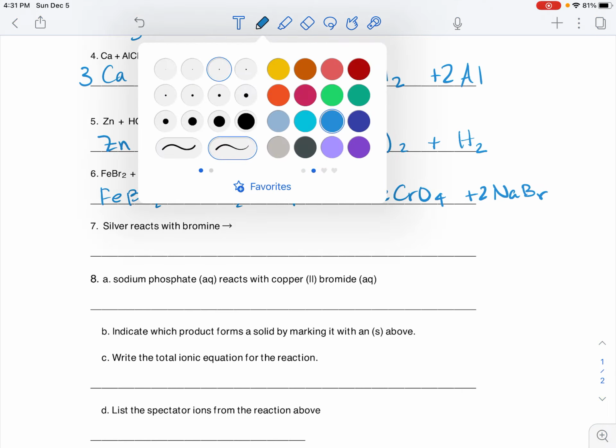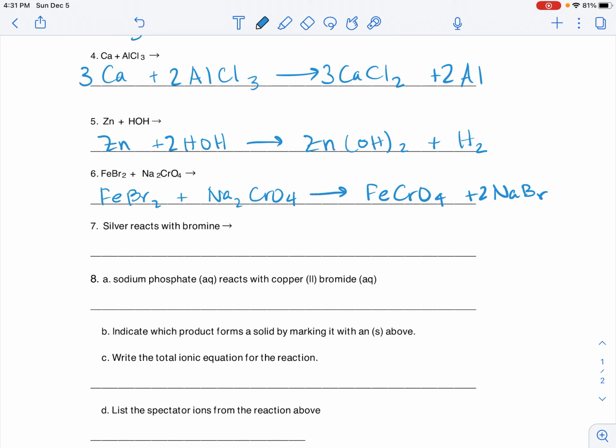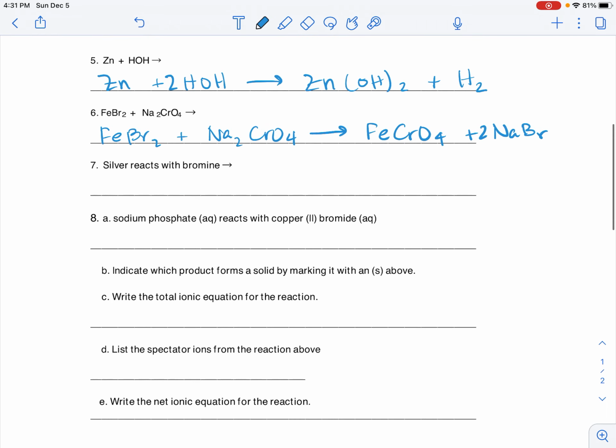This is a synthesis reaction in number 7. Silver is going to react with bromine. So we got Ag for silver, bromine, plenty of sneaky 7s on this practice test, as it gets a 2 there. So when you cross them, silver is +1 and bromine's -1, so AgBr, and you're going to put a 2 here and a 2 there to balance it out.